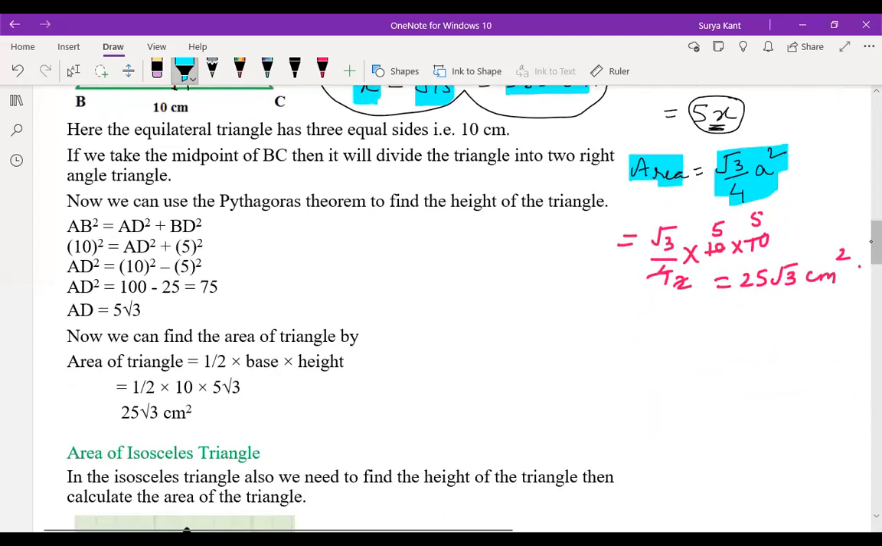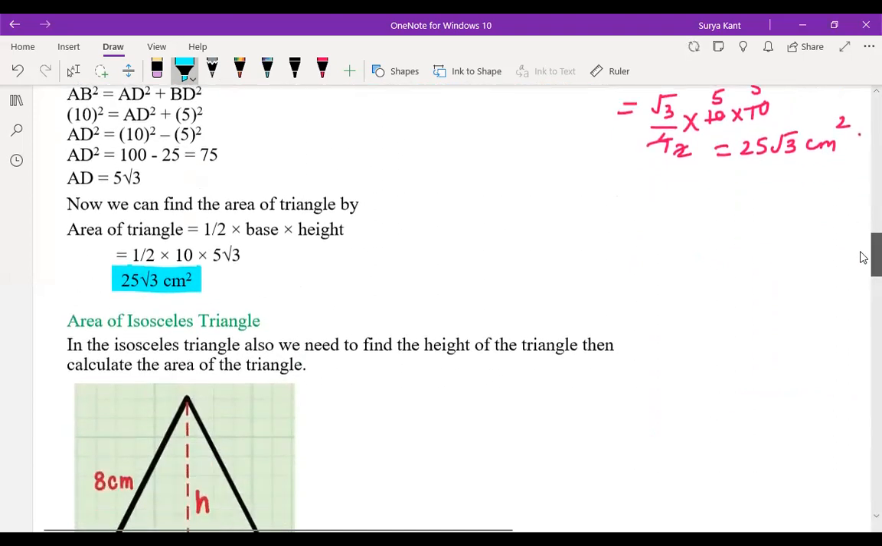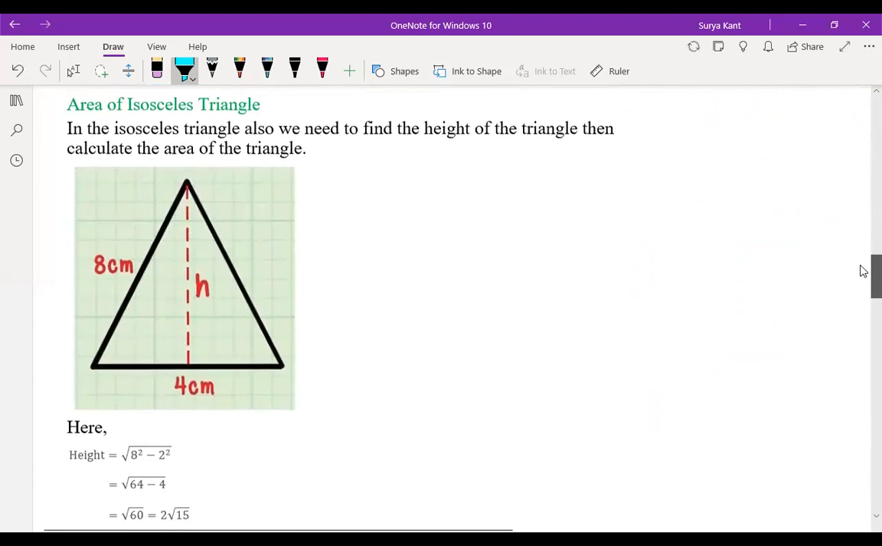So see, here you got the same answer, right? Now we are going to discuss the area of an isosceles triangle. You can find it in the same way, okay, children? Here you can't apply root 3 by 2a or the equilateral triangle formula. This is the isosceles triangle. Here is 2, here is 2, here is 8. So first you find the height, then only you can do whatever you want. Understood? There is no direct formula for this.